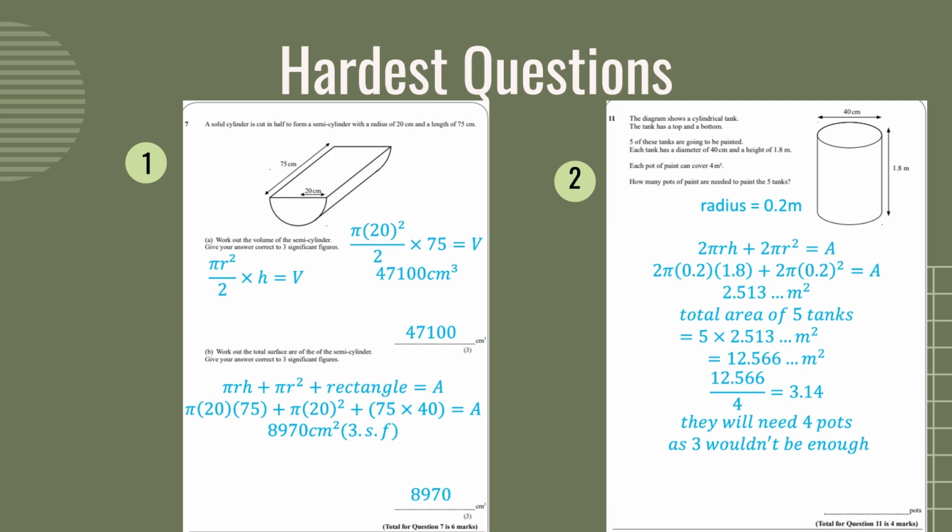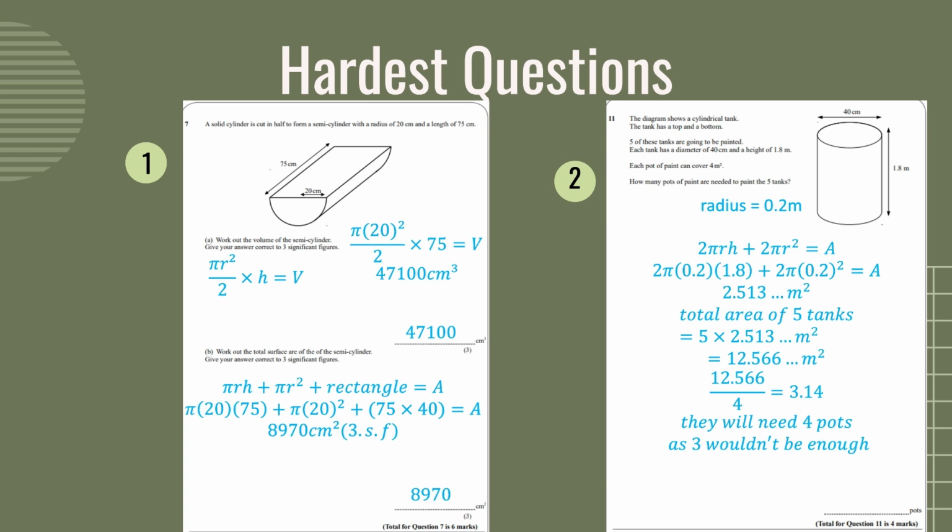So, for the total area of 5 tanks, we do 5 times this number, which gets us to 12.566 carrying on. Now, we divide 12.566, make sure you've said you've rounded this to 3 decimal places, by 4, because each pot of paint can cover 4 meters squared. And this gets us to 3.14.